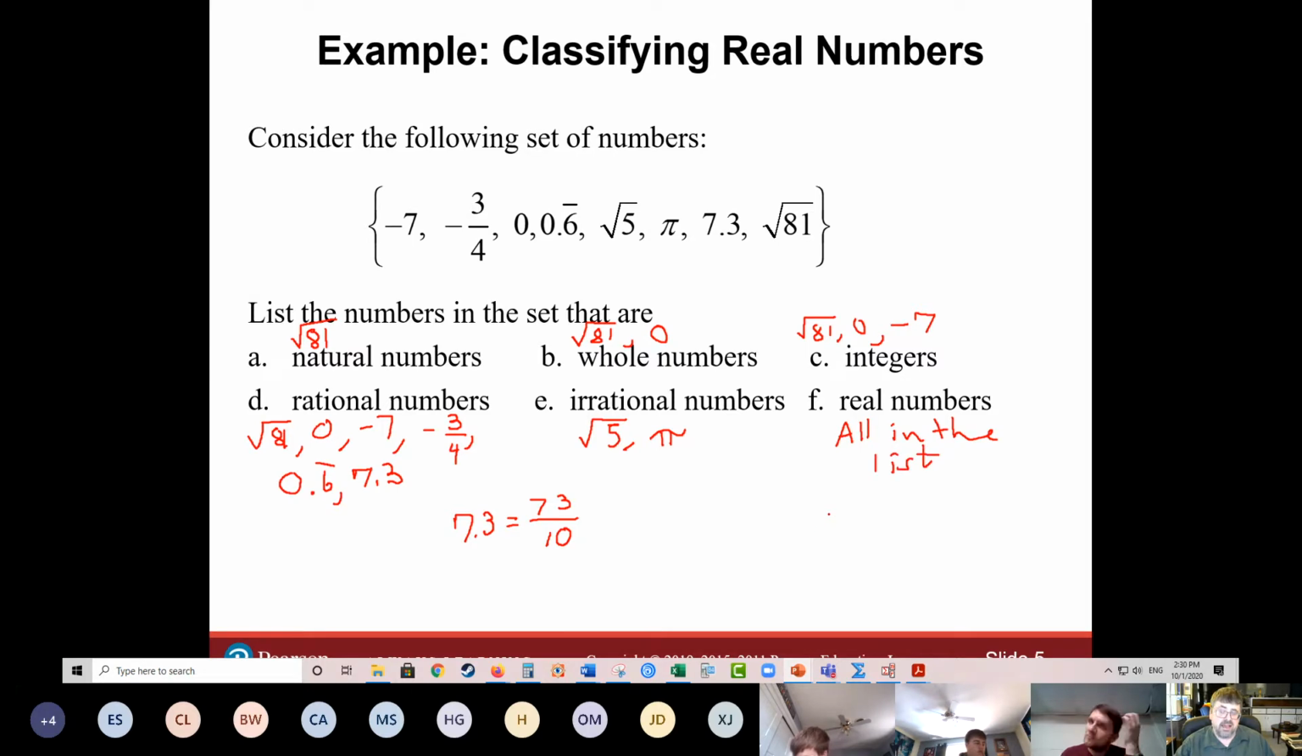So we have classified this set of numbers as to what sets they belong to. What are they elements of? So the square root of 81, for example, is an element of N. It's an element of the whole numbers. It's an element of Z. It's an element of Q. And it's an element of R.